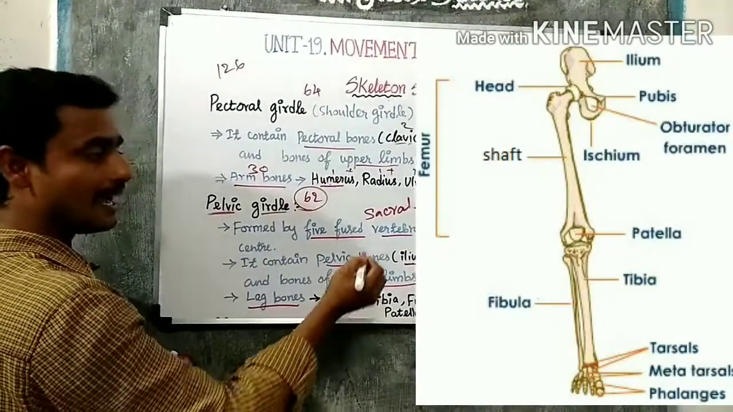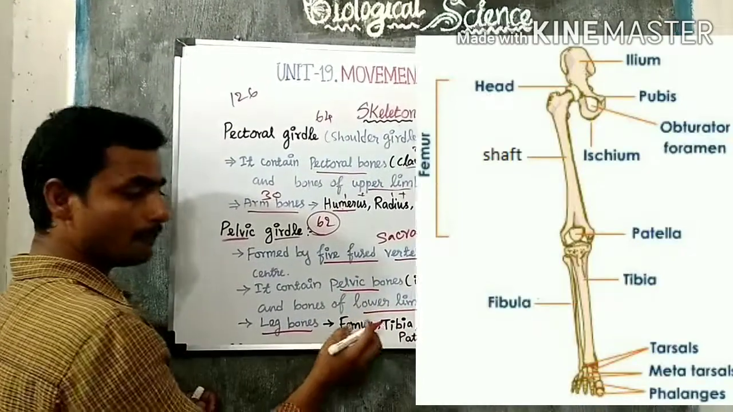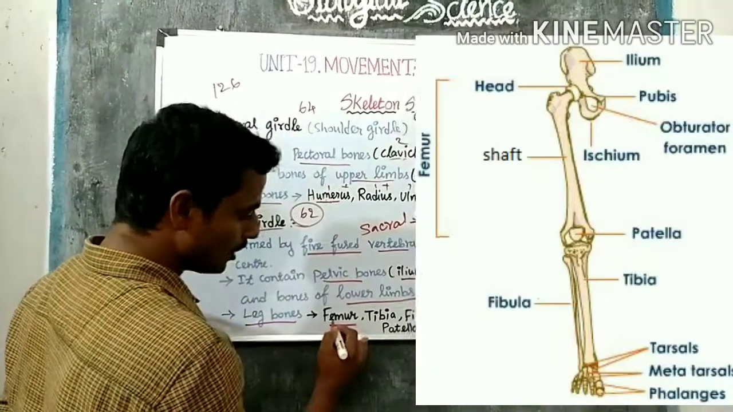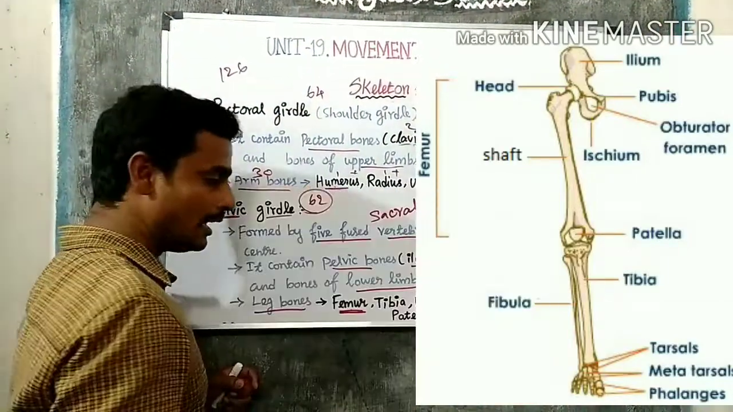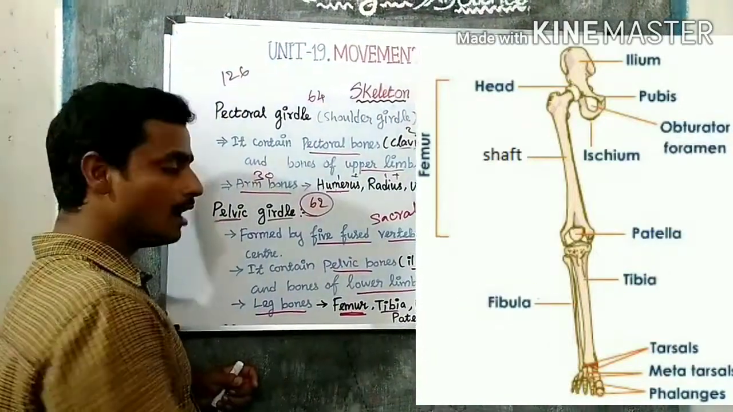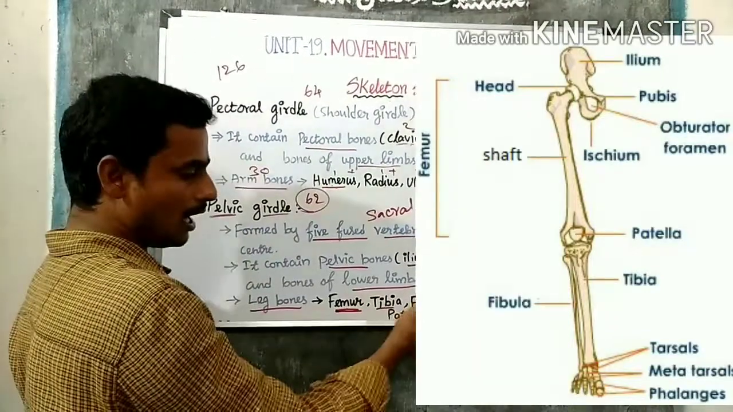This femur is attached with the pelvic bone by the ball and socket joint. The femur will form our thigh. Then tibia and fibula will form our leg.